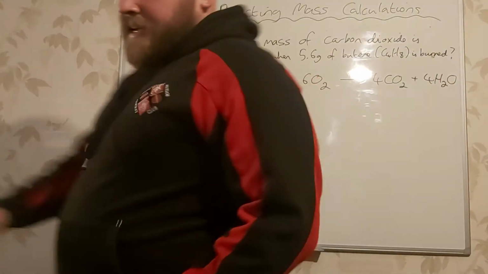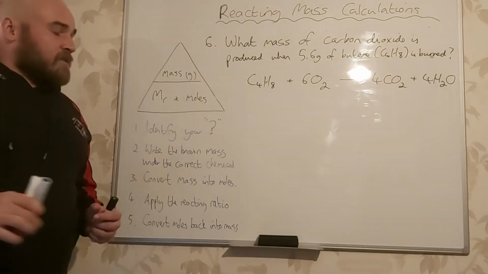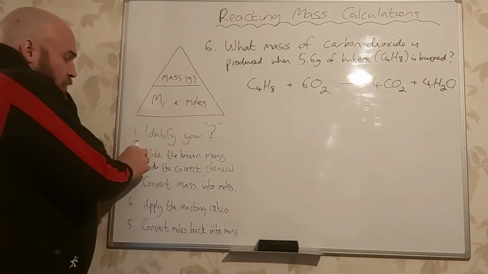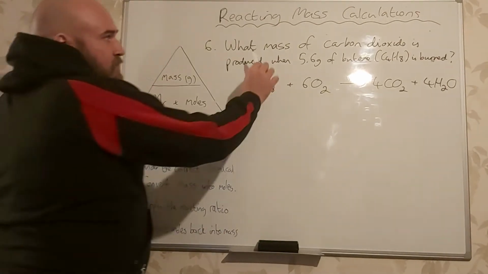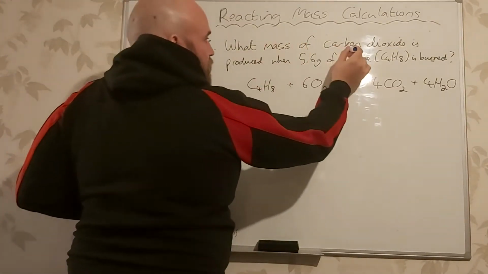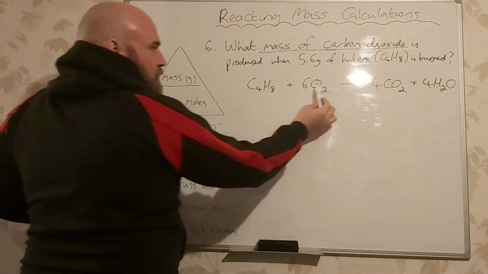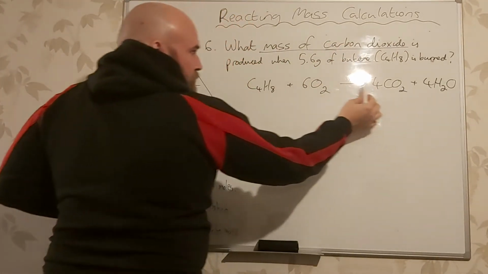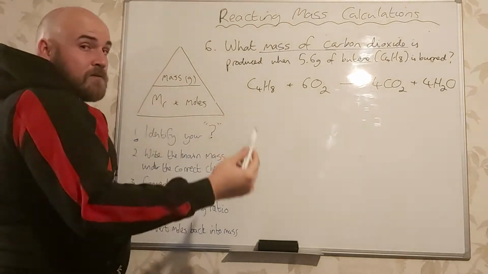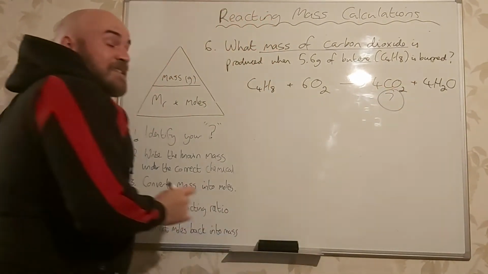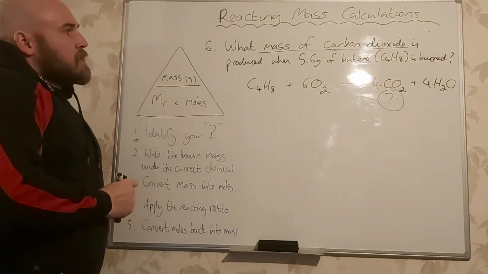Right guys, question 6 is on the board now, so let's again work through it as we've done so far. Step 1, identify your question mark. So what mass of carbon dioxide? So carbon dioxide is the thing I'm trying to figure out. So which of these things, H2O, CO2, O2, C4H8, which of those is carbon dioxide? Hopefully by now in your education, you know that CO2 is carbon dioxide.